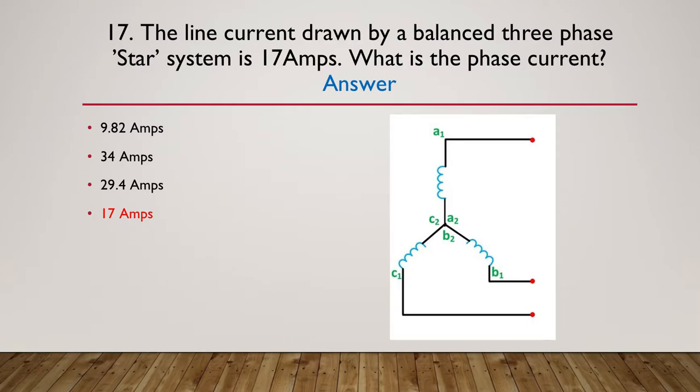So the answer is 17 amps. There's a √3 relationship. So the answer is 17 amps. The line current drawn by three balanced is 17 amps. What is the phase current? So they're both the same, if you remember from the previous slide.